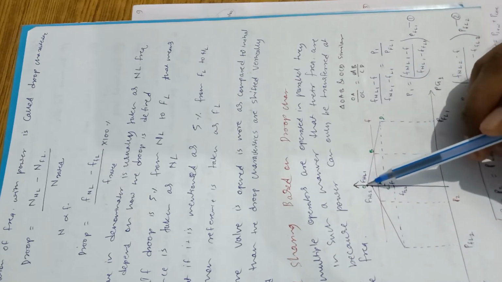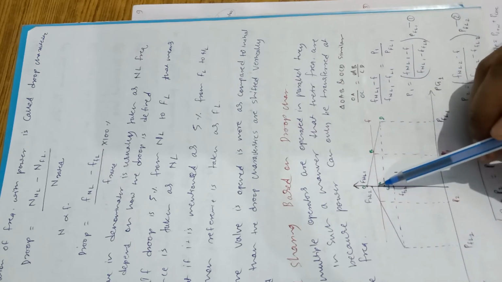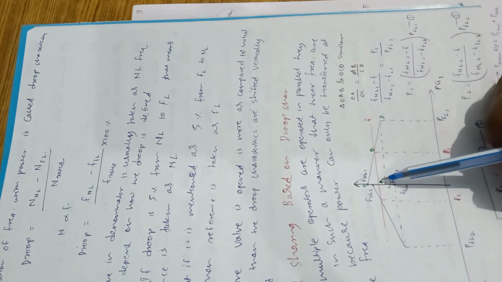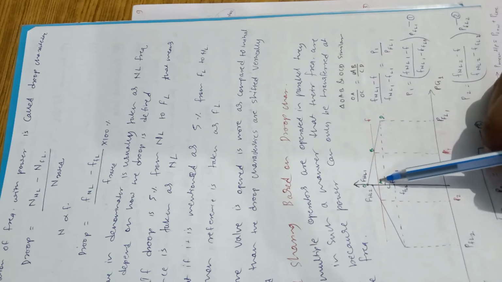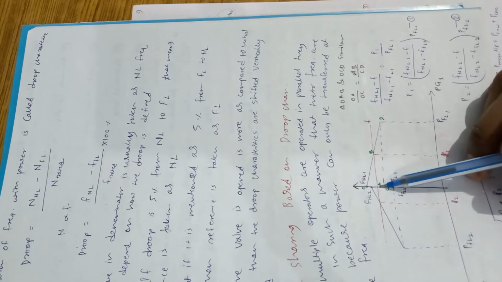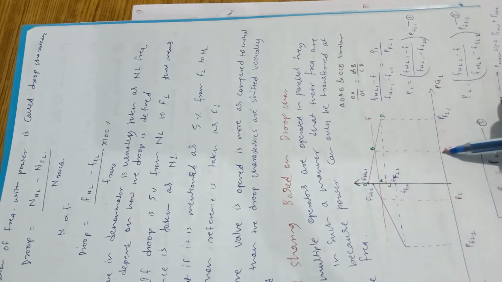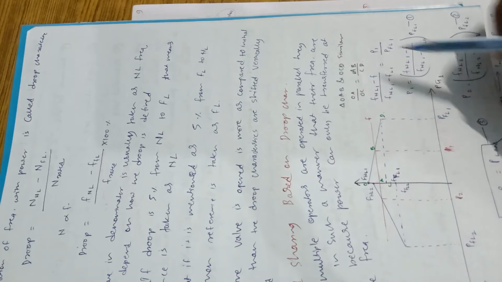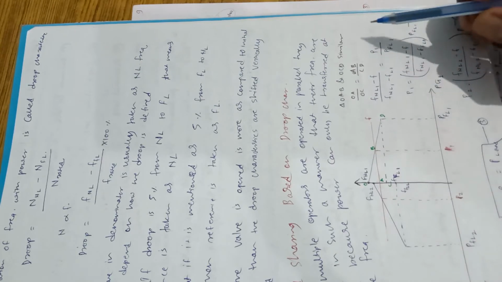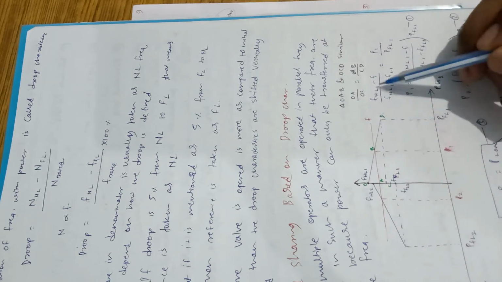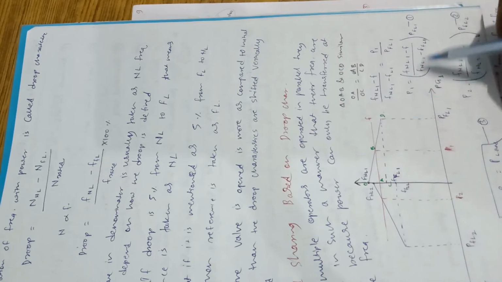OA is FNL1 minus F. AB is P1, and CD is PFL1. This is what we have written. Taking the terms to the other side, we get P1, and similarly we can get P2 also.